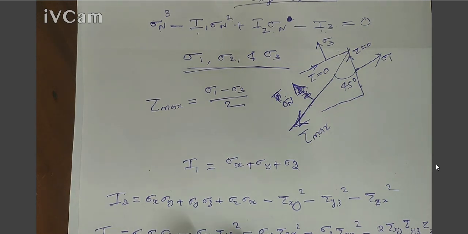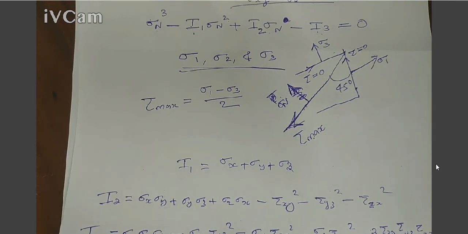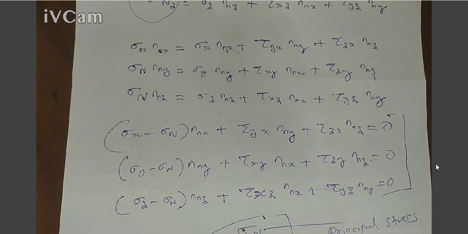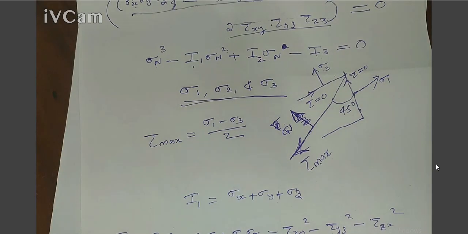and the value of the maximum shear stress is equal to (sigma 1 minus sigma 3) by 2. Maximum principal stress minus minimum principal stress, divided by 2. That is the maximum shear stress.